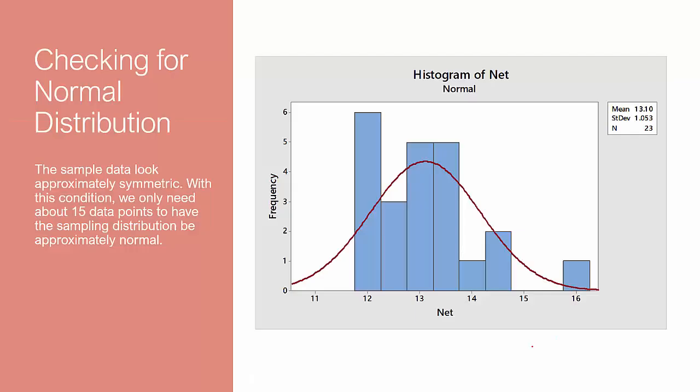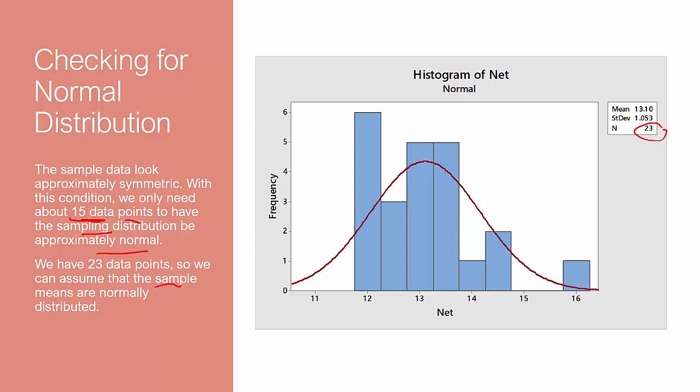So I've taken our sample data and created a histogram. This histogram looks approximately symmetric, certainly not perfectly, but approximately. We know if we have an approximately symmetric distribution, we only need about 15 data points for that sampling distribution to be approximately normal. Since we have 33 data points, we can assume our sample means are approximately normally distributed.